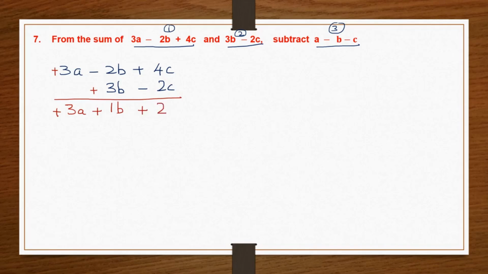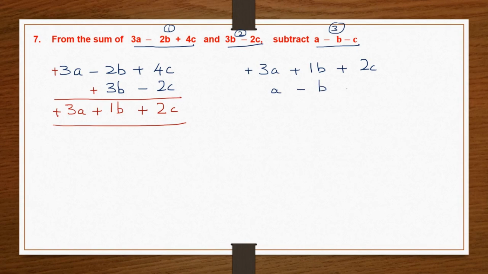4 minus 2 is 2c. So we have got the answer to this part. Now from this we have to subtract the third expression. So plus 3a plus 1b plus 2c. Below this let's write a minus b minus c. So this we need to subtract.